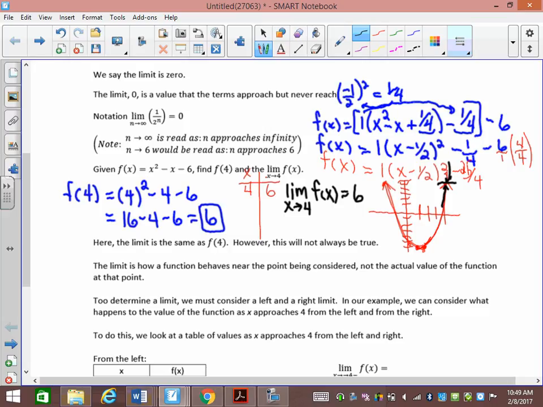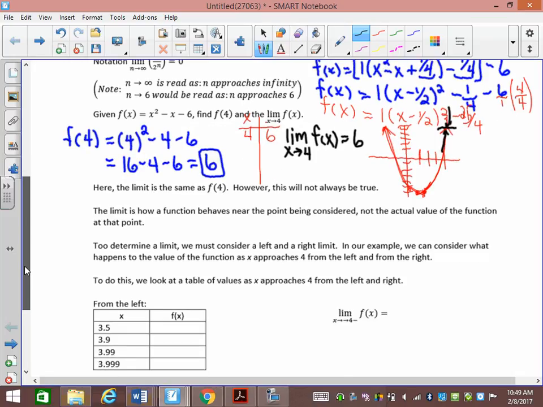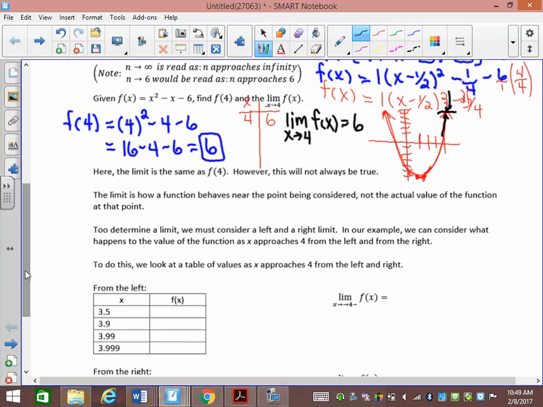So limit is just as you're approaching from the right and the left, what do they approach? If they approach the same value, you can write it. Here the limit is the same as f of 4. However, this will not always be true. The limit is how a function behaves near the point being considered, not the actual value at that point. So in this case, it was the same value, but like when I drew that other one, it was approaching like this and approaching like this, then it wouldn't be the same, right? Because it's not a continuous graph.